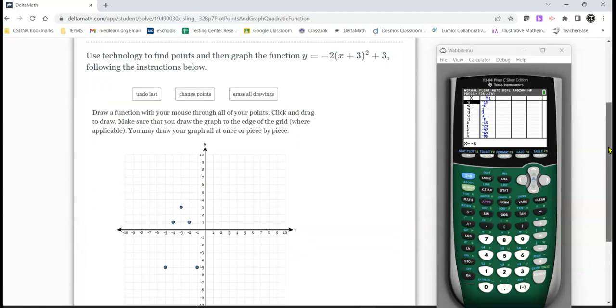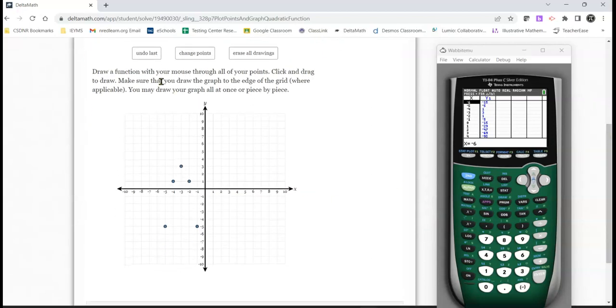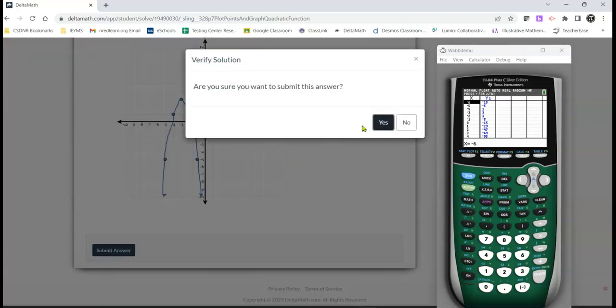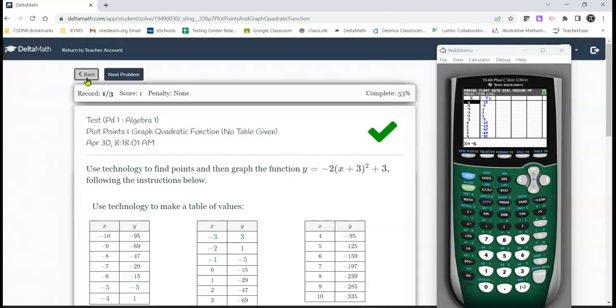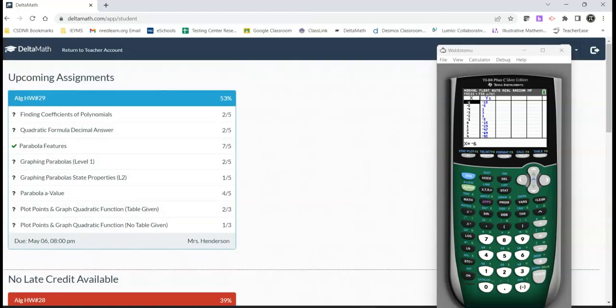And you'll notice the equation had a negative out front. So that makes sense that the parabola is pointing down. So now I'm going to draw my nice soft curve. Well, that kind of looks like a V, but I think they'll give it to me. And then go through all my points until I get arrows. Awesome. So that concludes homework number 29.